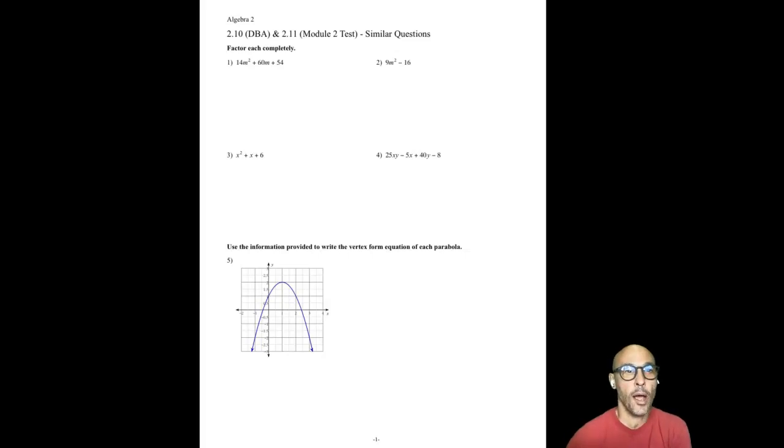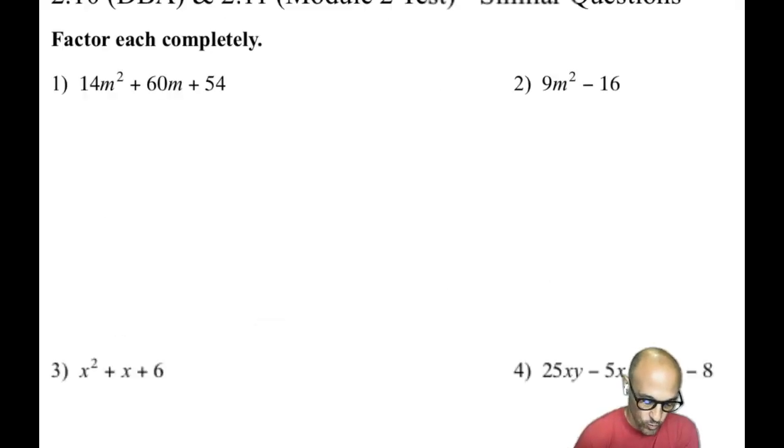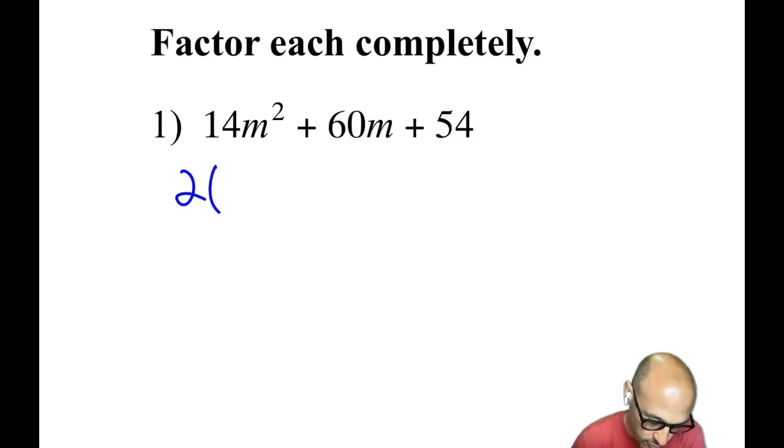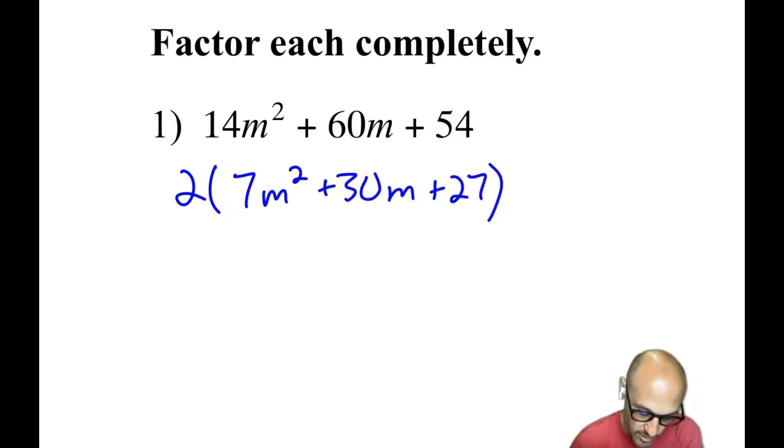All right, these are going to be problems similar to the DBA 2.10 and the module test 2.11. We're factoring each one completely here. Now, the first thing I notice is these are all even: 14, 60, and 54. That means they're divisible by 2, if nothing else. So I'm going to start by factoring out that greatest common factor of 2. So it'll be 7m squared plus 30m plus 27.